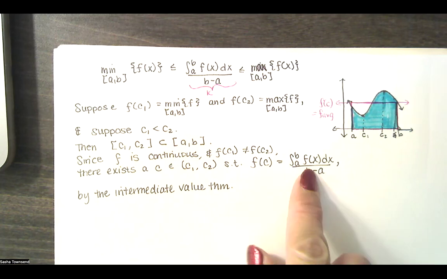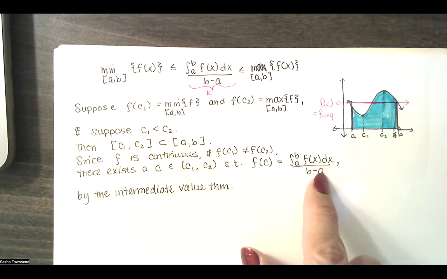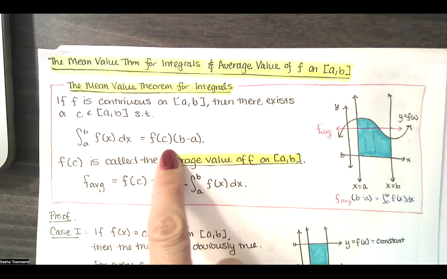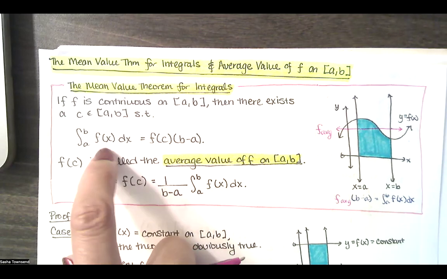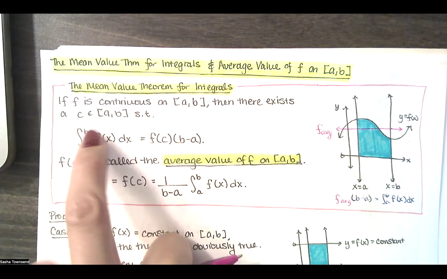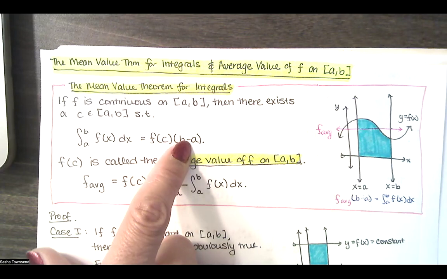Okay, so f of c equals that, and if you want, you can multiply both sides by b minus a, and you get this equation. Since f is continuous on the interval from a to b, there exists a c in that interval, so that the integral from a to b of f of x equals f of c times b minus a.